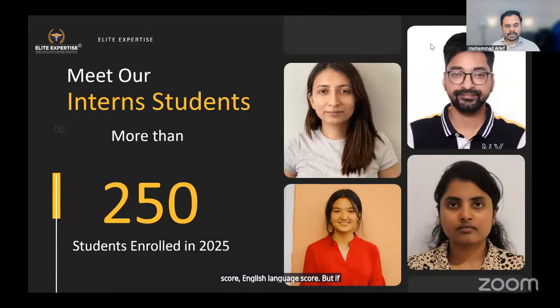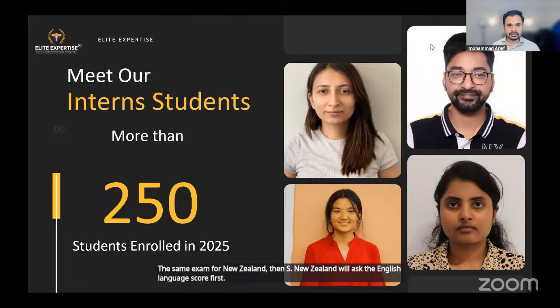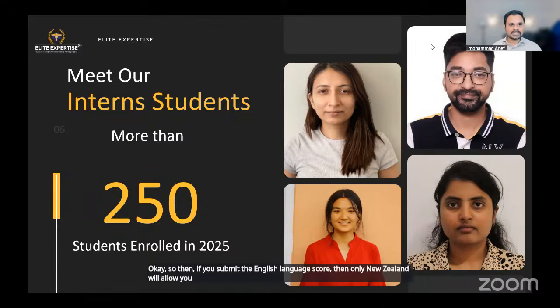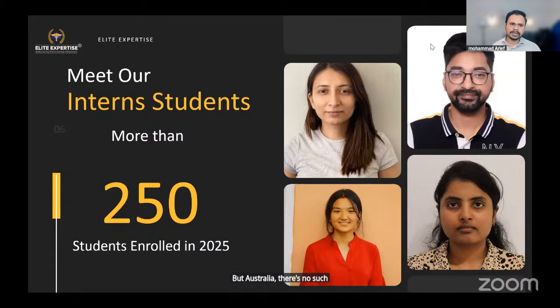But if someone is giving the same exam for New Zealand, then yes, New Zealand will ask for the English language score first. Only if you submit the English language score will New Zealand allow you to sit for this OPRA exam. But for Australia, there's no such condition. You can give PTE at any time.